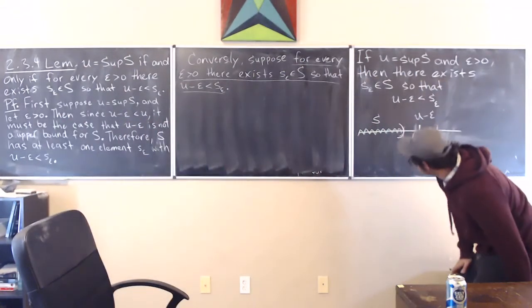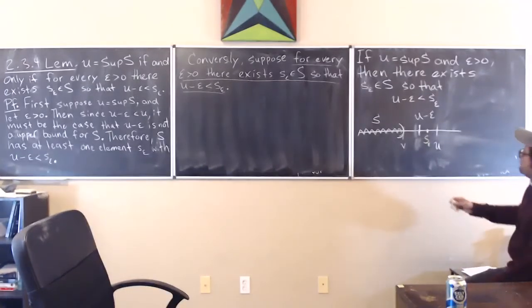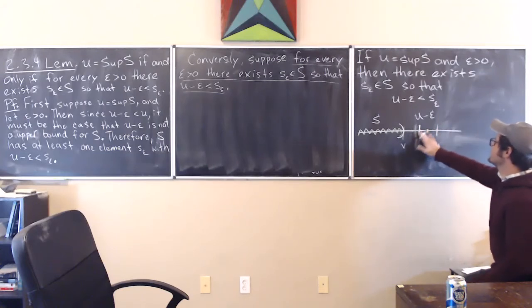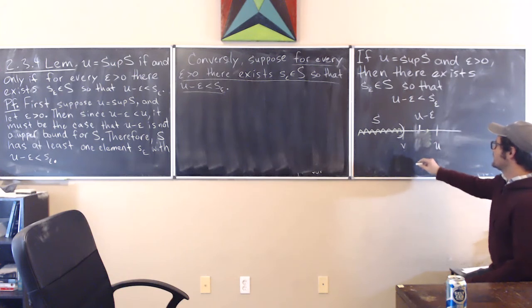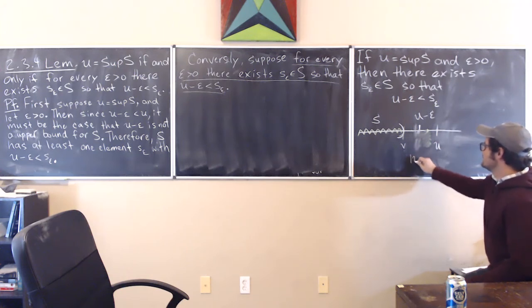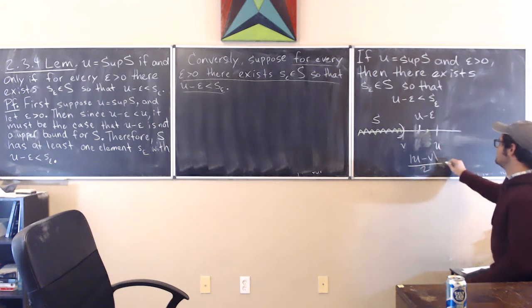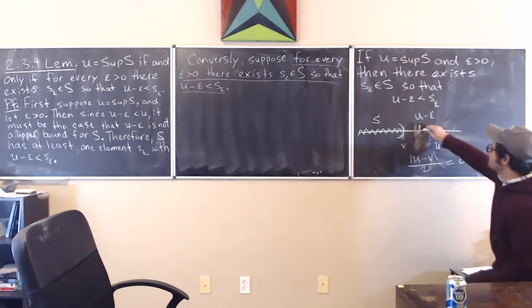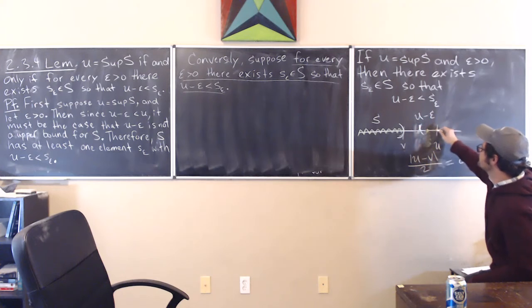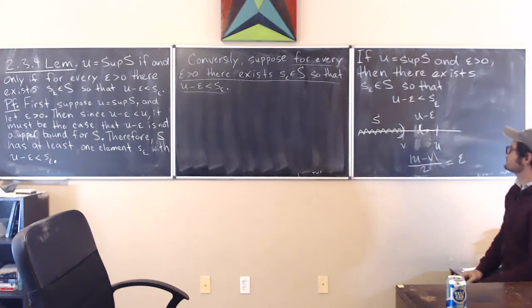So to make this precise, what we can do is say, if there's separation between V and U, I can take the distance from V to U, divide it by 2, and set that equal to epsilon. That way we go halfway between them. Is that making sense?